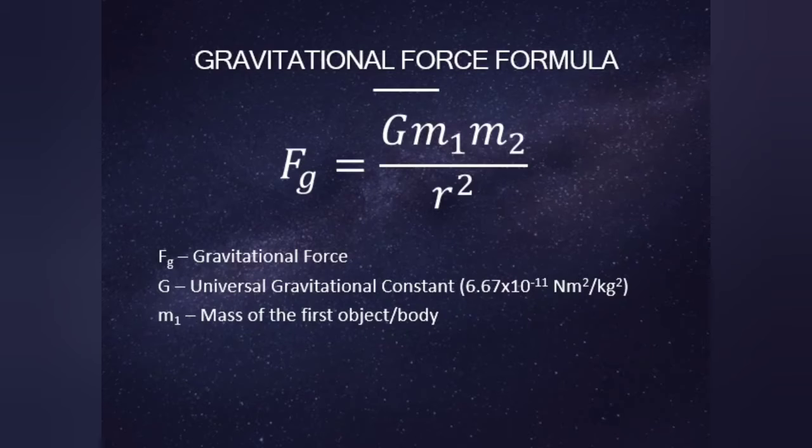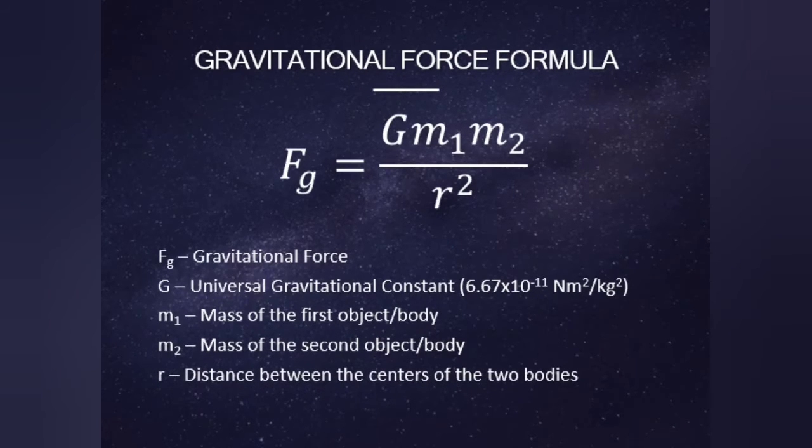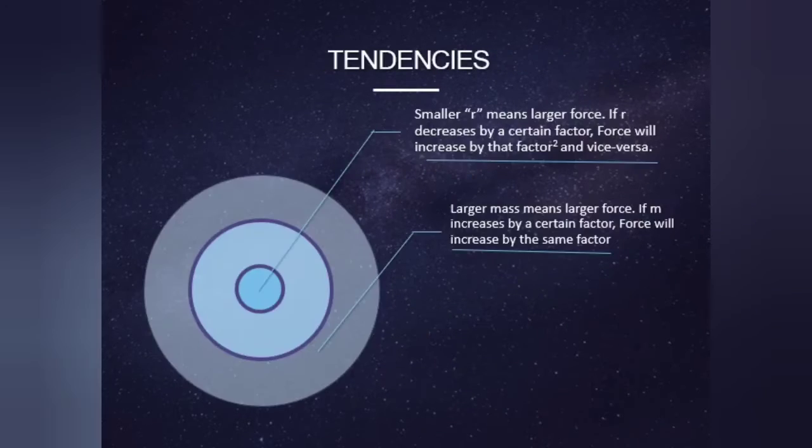M1 is the mass of the first object or body. M2 is the mass of the second object or body. And R is the distance between the centers of the two bodies. Keep in mind that whatever R is, you're going to have to end up squaring it. And if you're trying to find R, you're going to have to end up square rooting your answer.